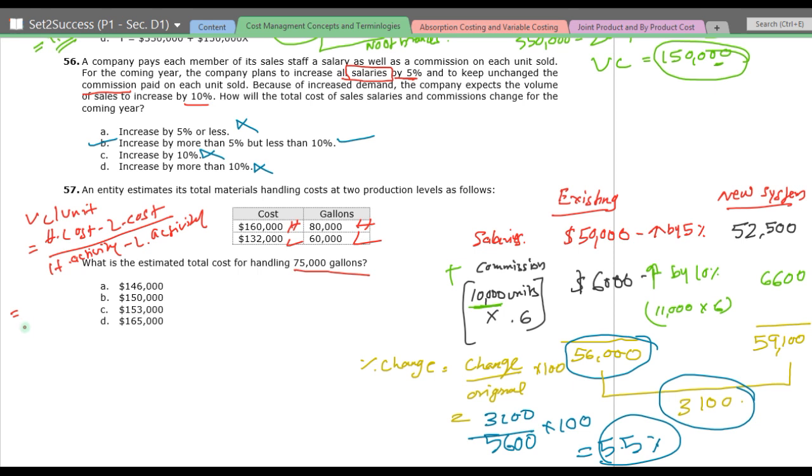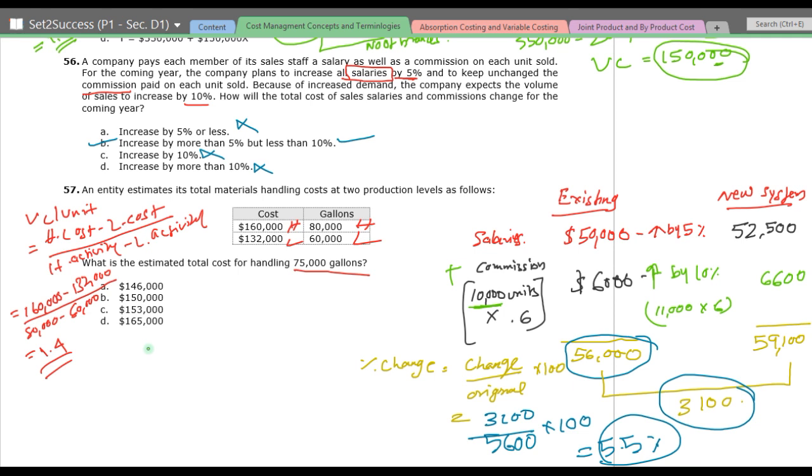This equals 160,000 minus 132,000 by 80,000 minus 60,000, which comes to 1.4. So the variable cost per unit is 1.4, and let us find the fixed cost.